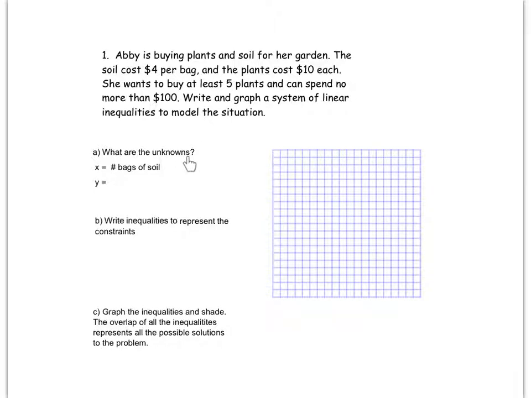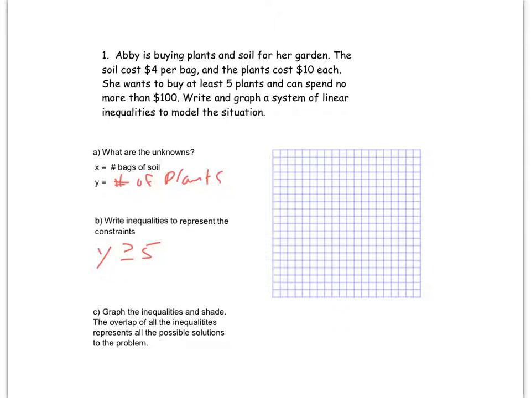What are the unknowns? Let's let x equal the number of bags of soil. We're going to let y equal, what do you guys think? That's right, we're going to let y equal the number of plants. So, the inequalities, what does it say? She wants to buy at least 5 plants. So y has got to be greater than or equal to 5.